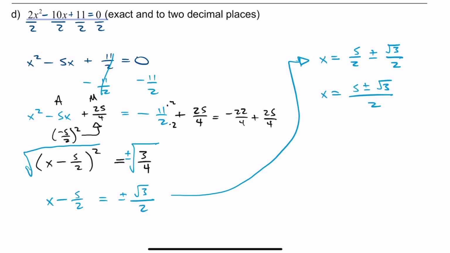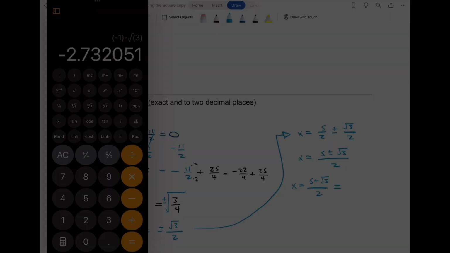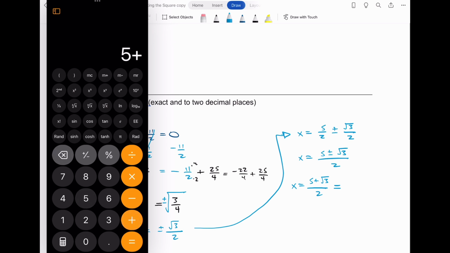To get the two decimal places, we need to go 5 plus root 3 over 2. When you do this, be really careful. What I would always do is just work out the numerator. So I'm going to go 5 plus root 3, hit equals, and then divide the answer by 2, and I get 3.37.